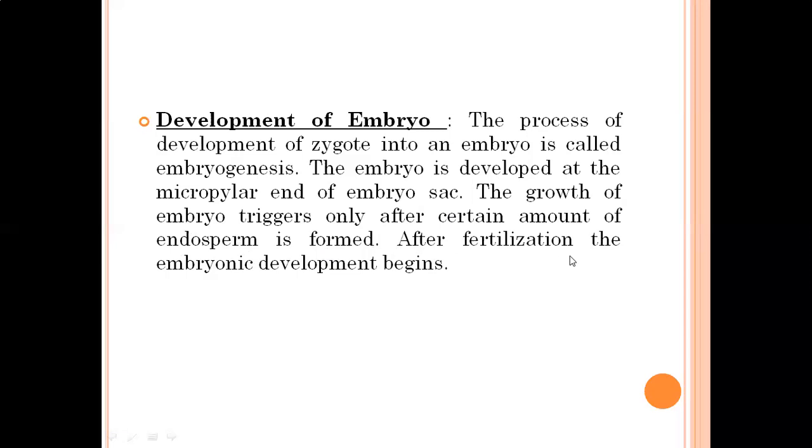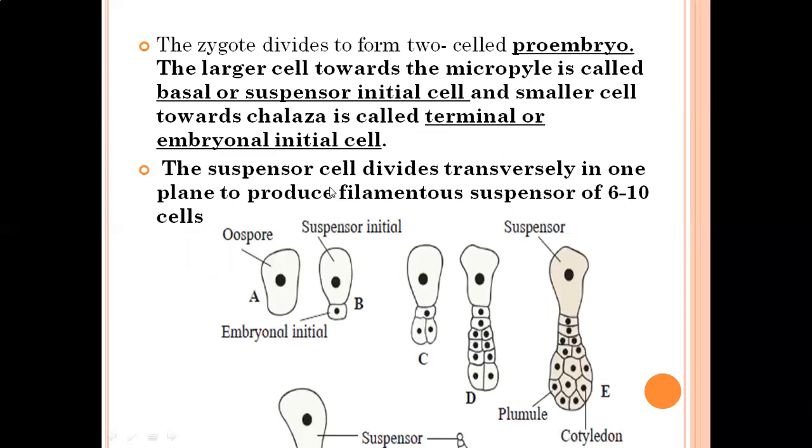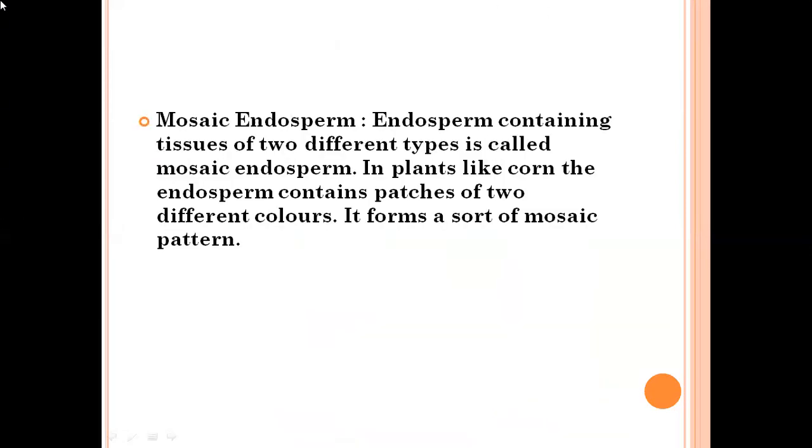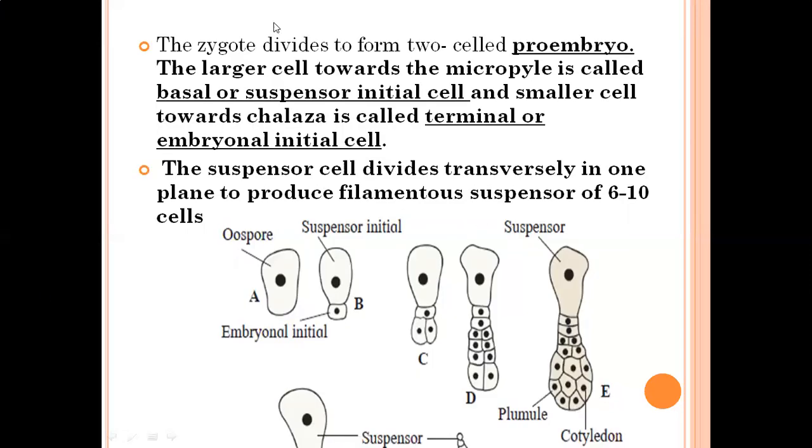After fertilization, the embryonic development begins. Once fertilization takes place, the embryonic development begins. Then the zygote divides to form. Now see, here the zygote. You can imagine that. Suppose it is the zygote, first cell of life, oospore. It is also called oospore or proembryo.